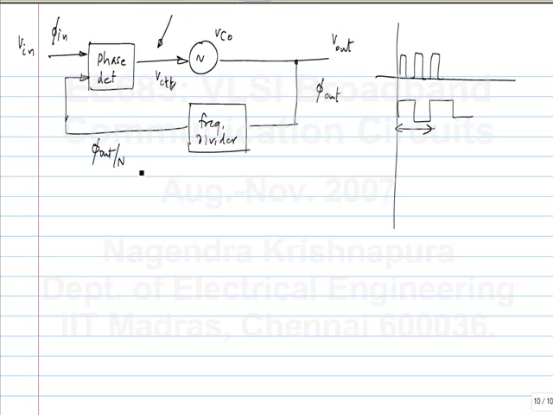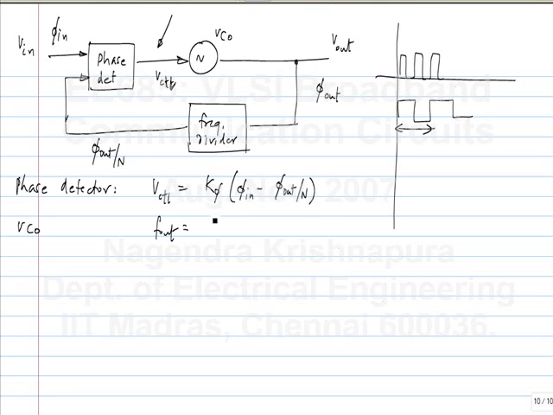Now the phase detector output is this. And the VCO output frequency is KVCO times V control plus F naught, where F naught is the free running frequency of the VCO. And what is the output phase of the VCO? Yeah, it is 2 pi times the integral of F out dt.